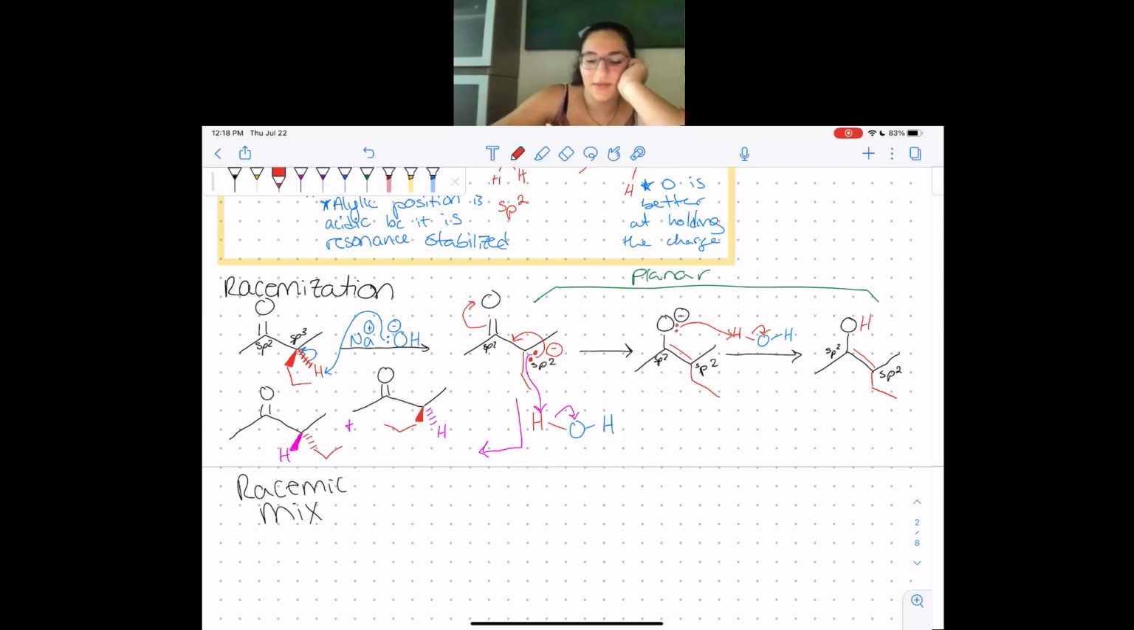And a little note I'm going to write that's very important. What you need for a racemic or a racemization reaction is you need a chiral alpha carbon with a hydrogen.